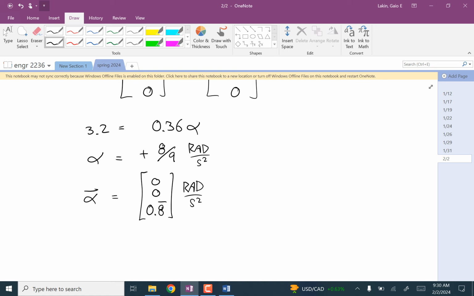Got 8.89. I think we're supposed to divide alpha, actually 3.2 over 0.36. So it should be. Oh, 3.2, not 0.32, right. So this should be, what, 80 over 9? And so this should be 8.8. Yeah.